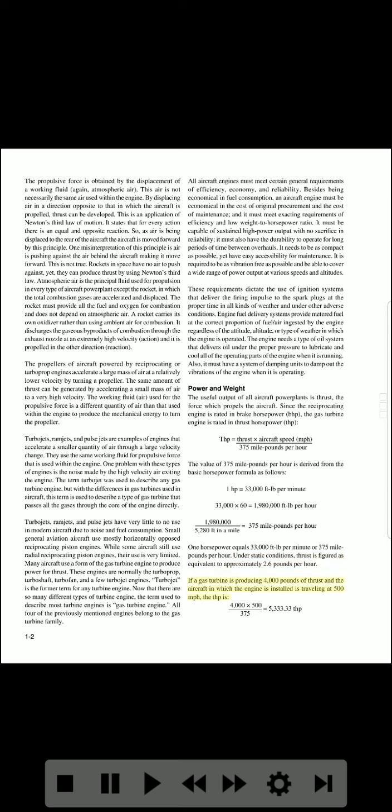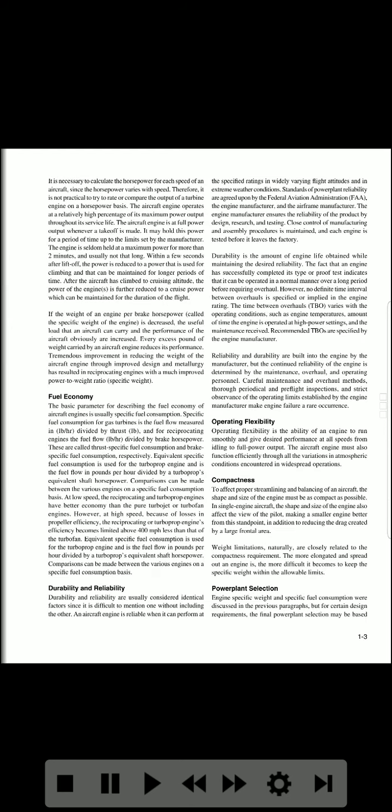If a gas turbine is producing 4,000 pounds of thrust and the aircraft in which the engine is installed is traveling at 500 miles per hour, the THP is 4,000 times 500 divided by 375, which equals 5,333.33 THP. It is necessary to calculate the horsepower for each speed of an aircraft, since the horsepower varies with speed. Therefore, it is not practical to try to rate or compare the output of a turbine engine on a horsepower basis.